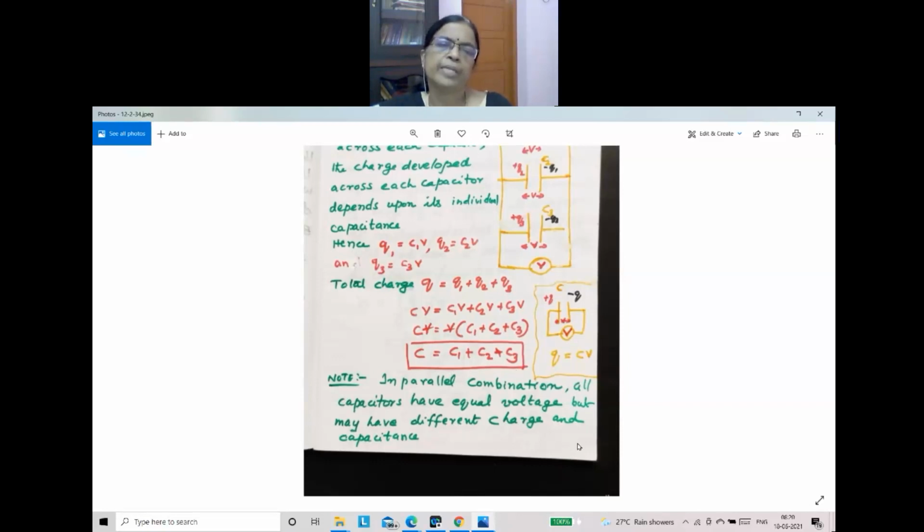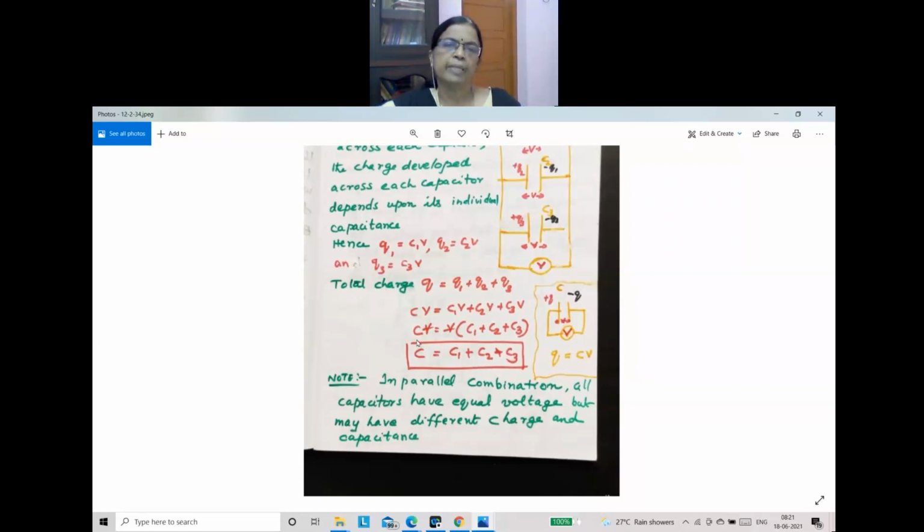In parallel combination, all capacitors have equal voltage but may have different charge and different capacitance. Very important note in parallel combination. Okay, so the final equation you see, compare with the equation you studied in resistances. In resistances, we got this type of formula, R1 plus R2 plus R3, when they are combined in series. But in capacitance, when they are connected in series, the formula is different: 1 by C equal to 1 by C1 plus 1 by C2 plus 1 by C3. Like this, the reverse is the case in capacitors.